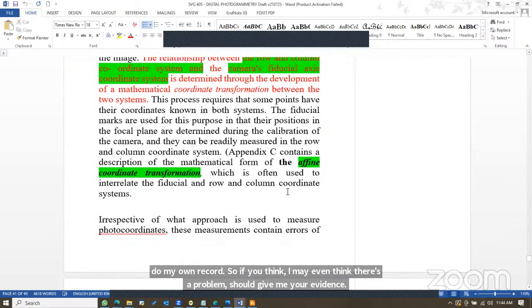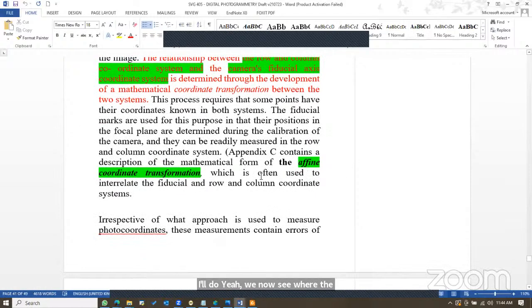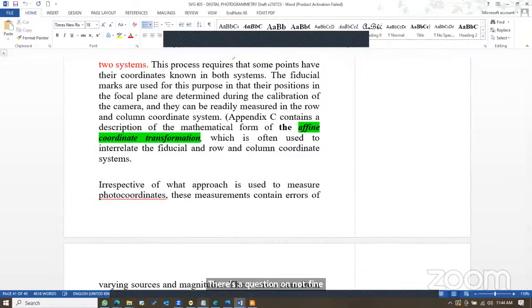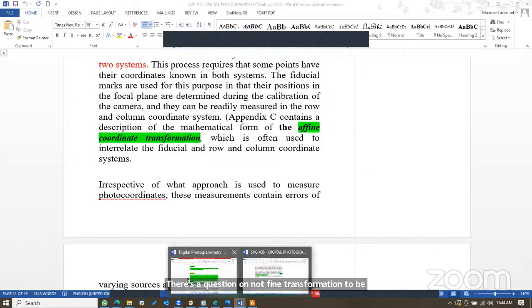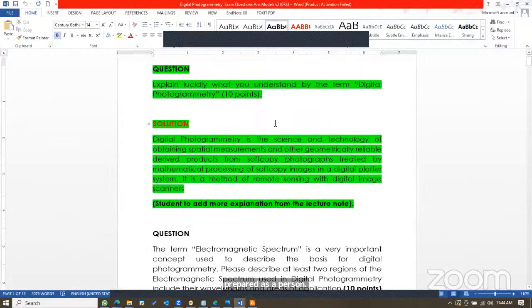So there's a question on affine transformation. Be prepared. Let me show you some sample questions. Luckily you may see them, luckily you may not. Now look at this question. They said explicitly: explain what you understand by data photogrammetry. So you are expected to give us your understanding of data photogrammetry and give more explanation with reference to the lecture notes.